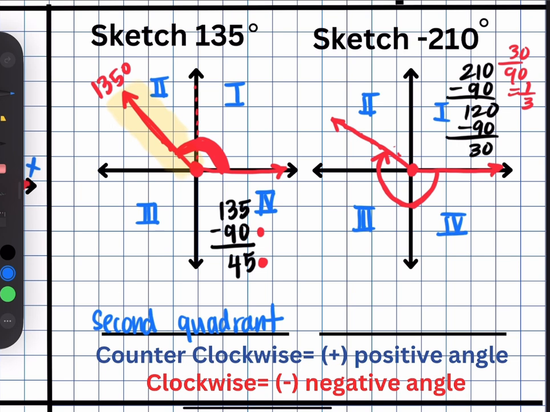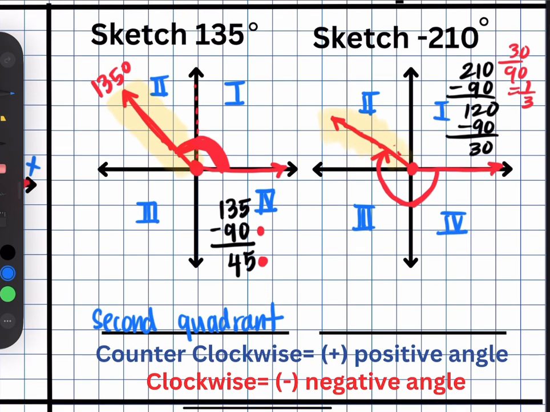Okay. Now let's look at my next angle. I also happen to land in the second quadrant for this example. It won't always happen, but for these two, these are both second quadrant angles. Okay. Now, is it possible to not land in a quadrant at all?